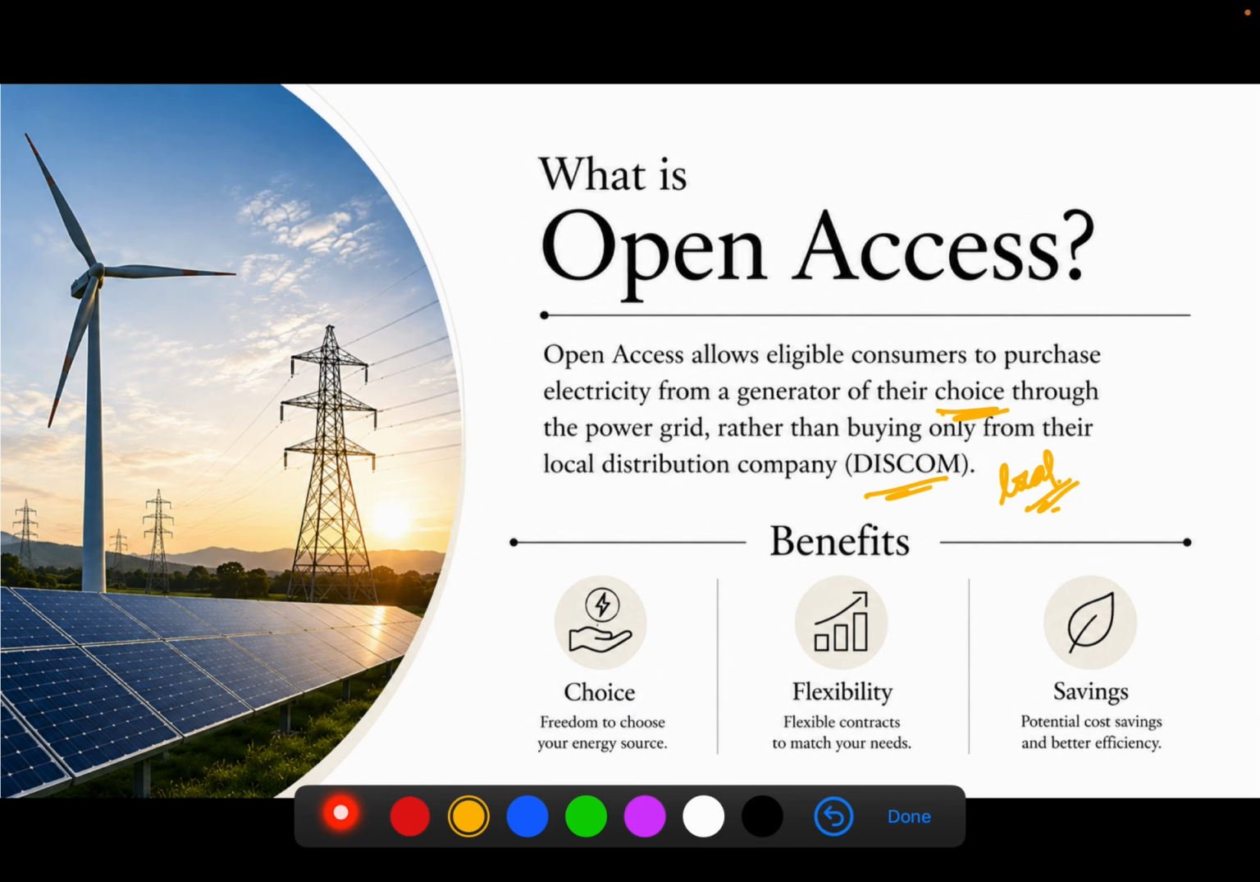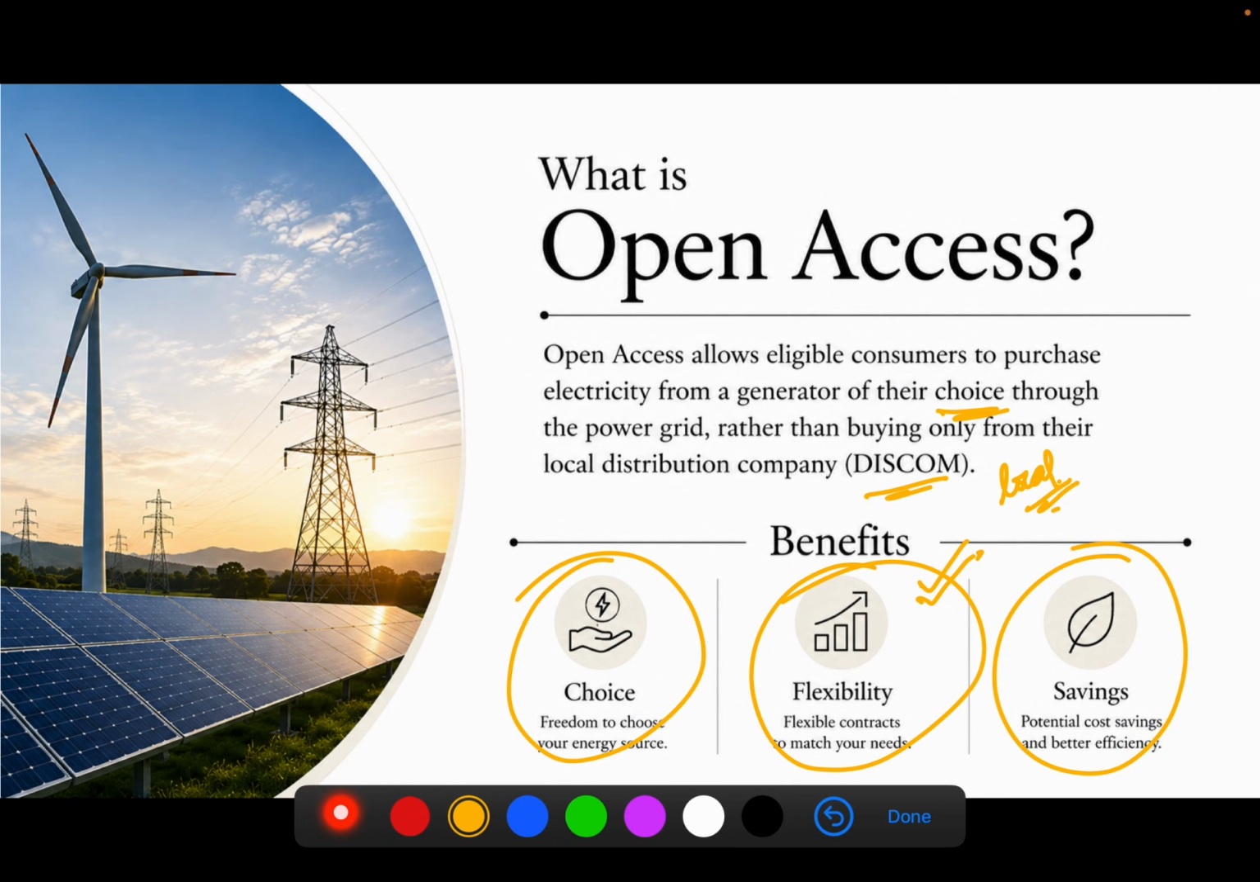Now, what are the benefits of getting open access rather than getting electricity from the discom? In simple words, it gives consumers more choice in deciding where their electricity comes from. It gives them flexible contracts to match their needs in terms of setting prices. Maybe the local discoms are giving you electricity at a higher price, and maybe you can get electricity at a cheaper rate. So, getting open access gives you that benefit, and in turn, that helps you generate savings.